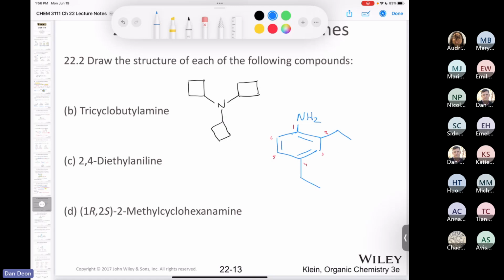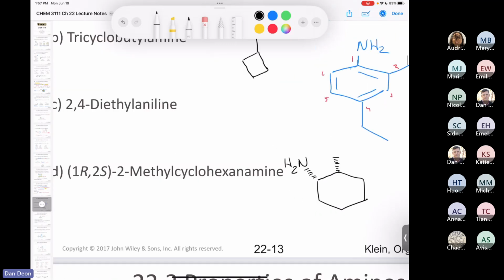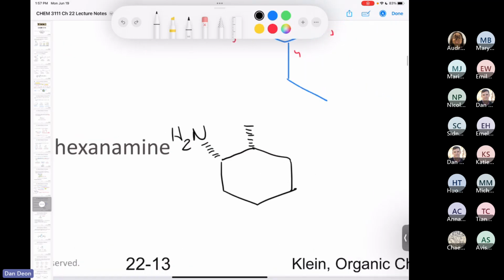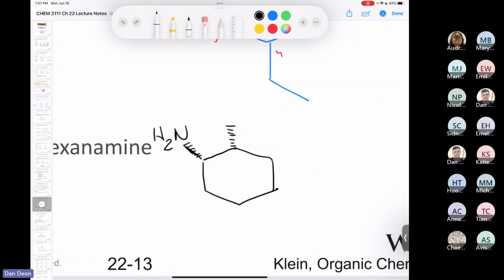1R,2S-2-methylcyclohexanamine. This is how I do it. I draw the compound, and I always put every chiral center pointing down. So here's my amino group. Here's my methyl group. I put everything pointing down, and then if it's wrong, I just shade it in. So the way I have it drawn, is carbon 1 R or S? It goes from 1, 2 to 3. So it goes this way, which is clockwise. I would reverse it. So that would be S. And it's supposed to be R, isn't it? Yeah. So I'd shade this one in. So I'll color that in like so. So I fix that one.